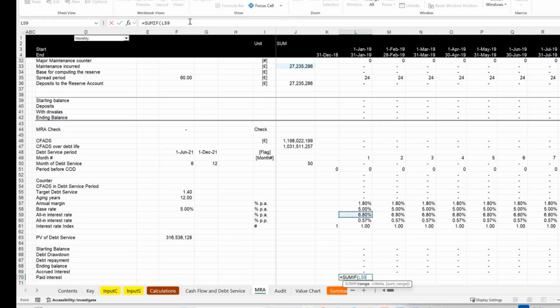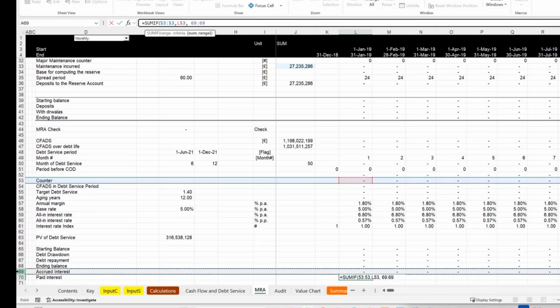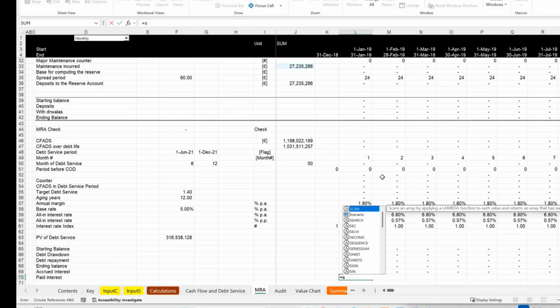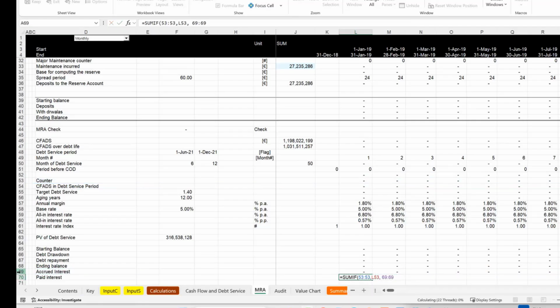And for the sum if, go to the counter, our famous counter. No, the counter. Sorry. Where's the counter? It should be 53. And then go up and take the counter again, and then put a comma and take that line 69. Sorry, I got a circular reference for some reason. It's my mistake. So that's the counter. Yeah, criteria, and our sum range is that accrued interest. Right. Oh, okay, sorry about that.